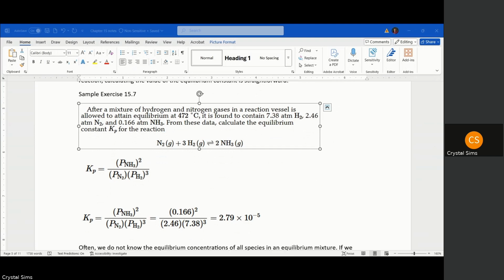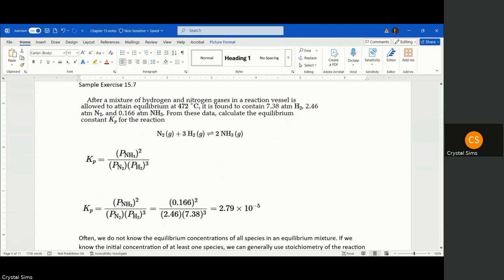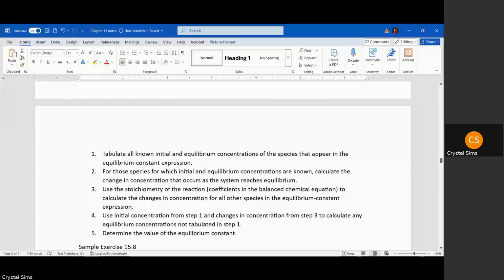Okay. But a lot of times we don't know the equilibrium concentrations of all of our species in the mixture. So we can't just do a simple set it up, plug it in, and solve. If we know the initial concentration of at least one of the species, then we can use stoichiometry to deduce the others.